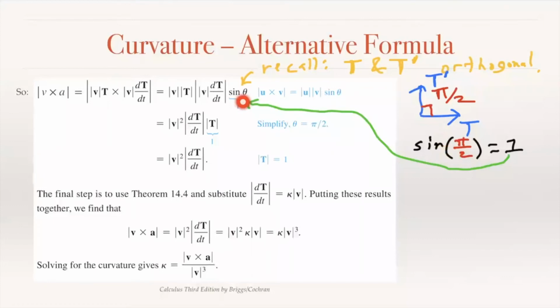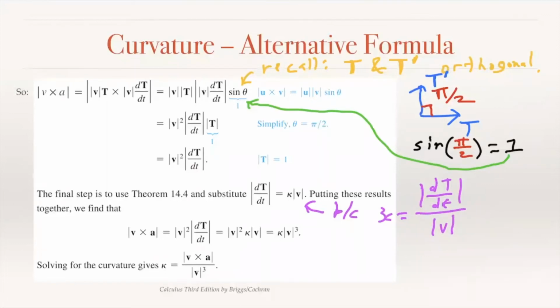Okay, now things begin to look nice. So that guy is 1. And also, this magnitude of T guy is 1, since T was a unit vector. So that guy also goes away. So we're left with just magnitude of v times magnitude of v, which is magnitude of v squared, and this dT/dt. And finally, we recall our definition of the curvature as being dT/dt over magnitude of v. This was what we applied when we found the curvature of a circle.